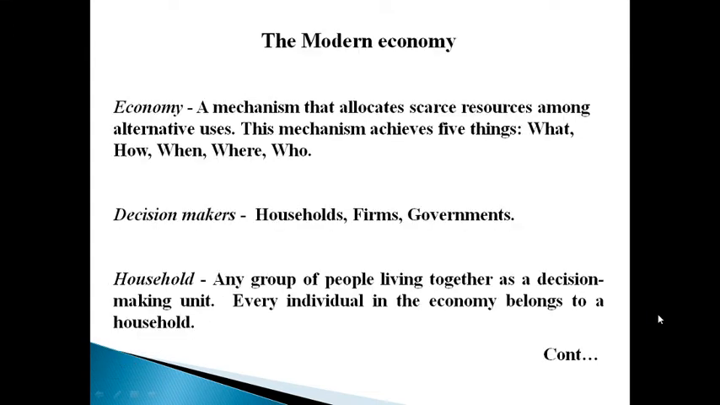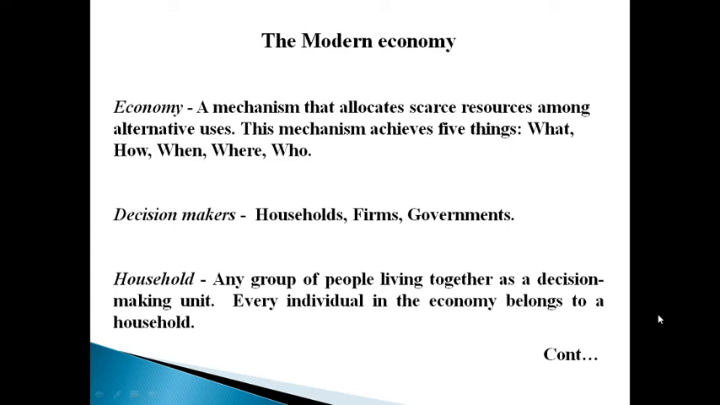What is the modern economy going to talk about? It is an economic mechanism that allocates scarce resources among alternative uses. This mechanism achieves five things. What to produce, how to produce, when to produce, where to produce, and for whom to produce. These are the five major questions asked in economics. Decision makers: households, firms, government. These people are going to take decisions.